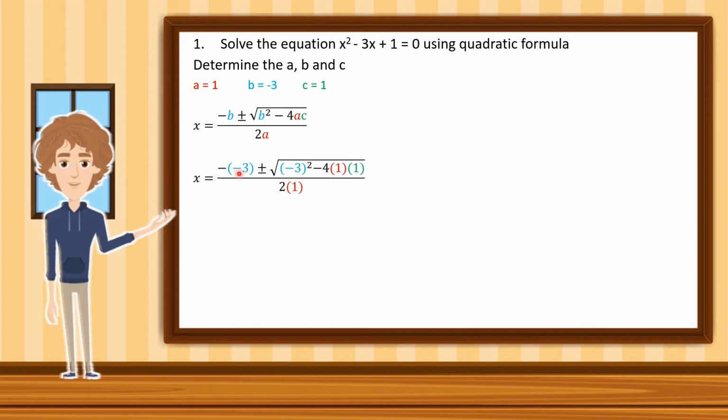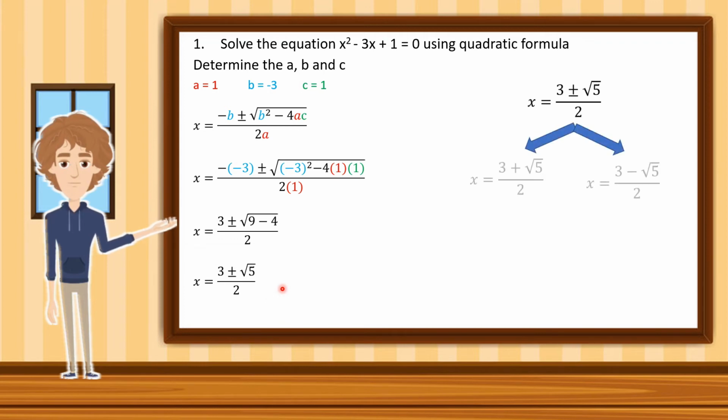Negative negative 3 plus or minus the square root of negative 3 squared minus 4 times 1 times 1 all over 2 times 1. Then when we simplify that, we have 3 plus or minus the square root of 9 minus 4 all over 2. And there you go. 3 plus or minus square root of 5 all over 2.